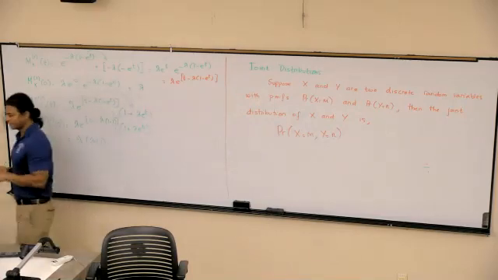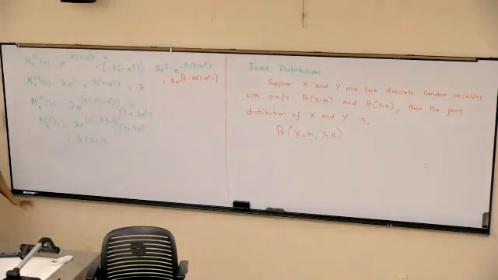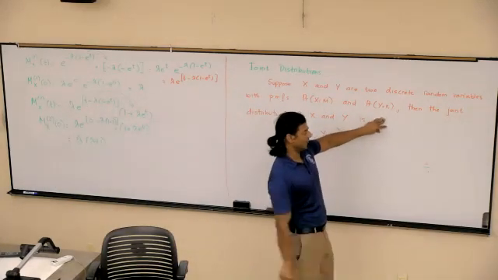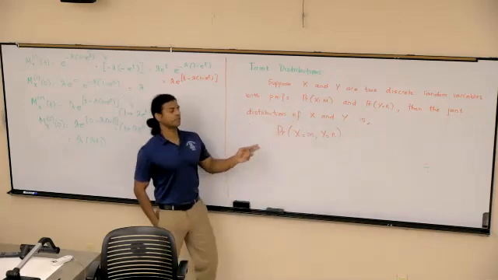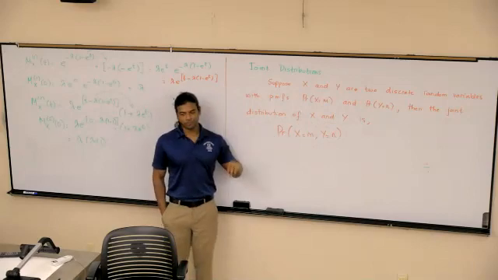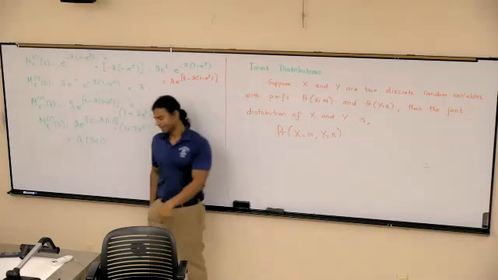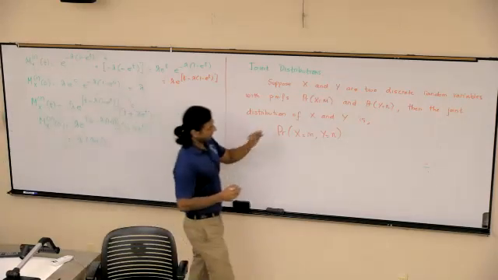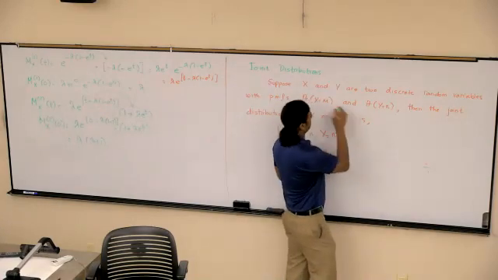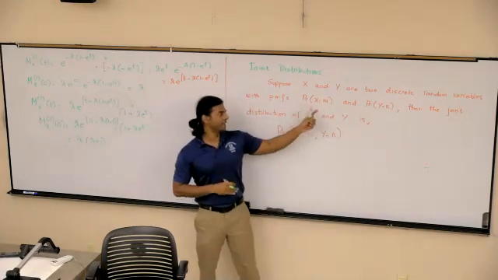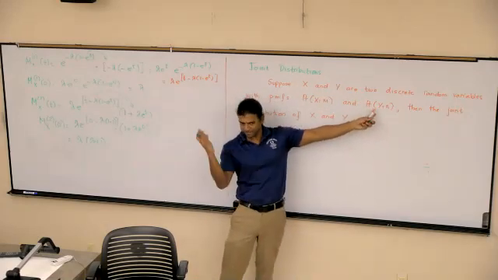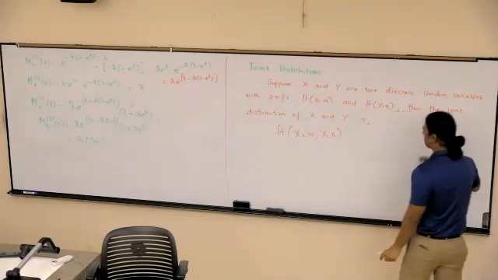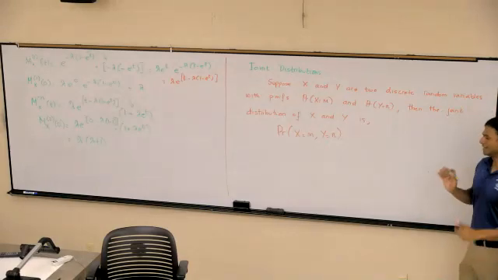So if x and y are two random variables with their own PMFs, x is equal to m and y is equal to n, then the joint distribution of x and y is the probability of x is equal to m, comma, y equals n. This is what we call the joint distribution. Probability of x is equal to m and probability of y is equal to n are just PMFs, but we also call them marginal PMFs or marginal distributions.